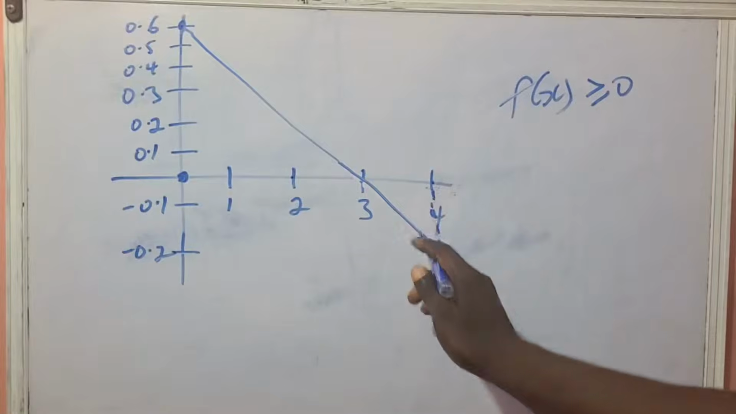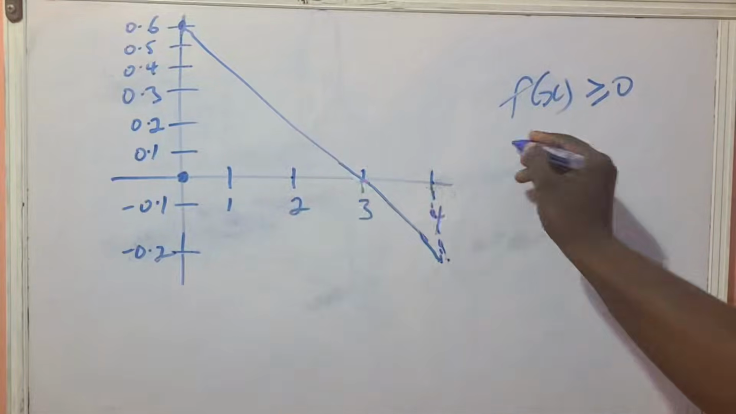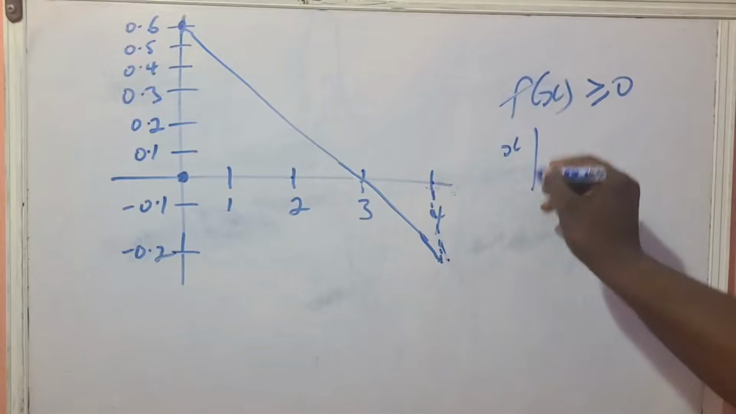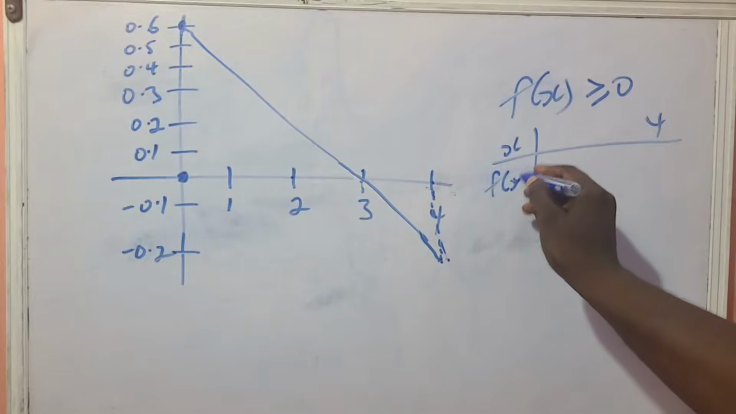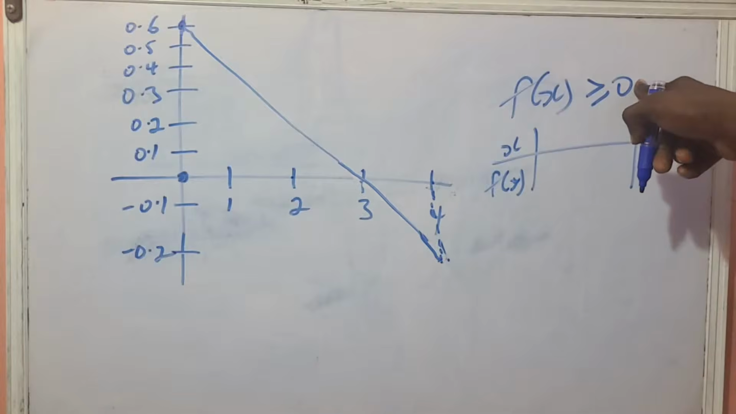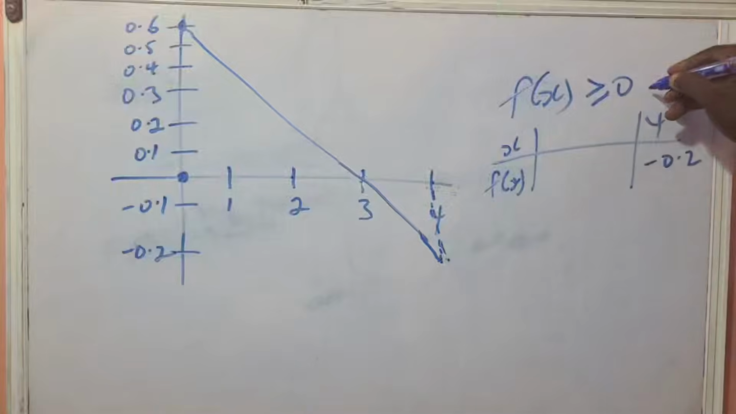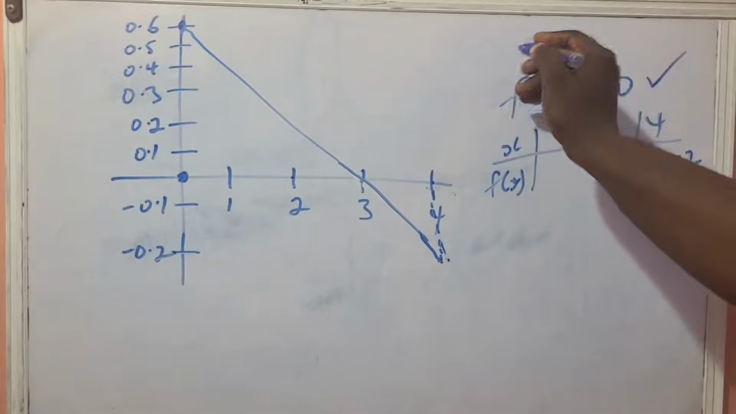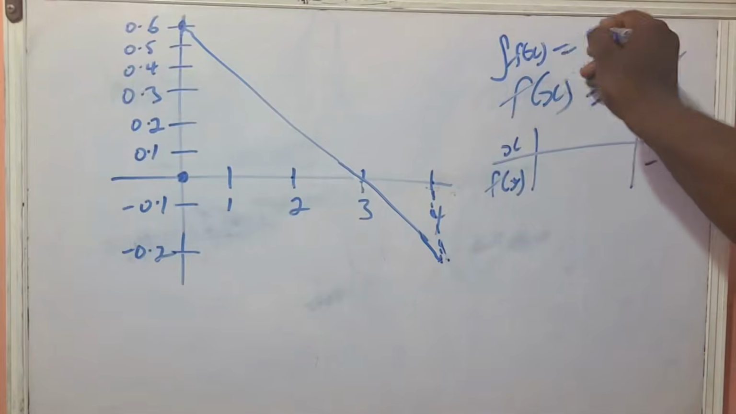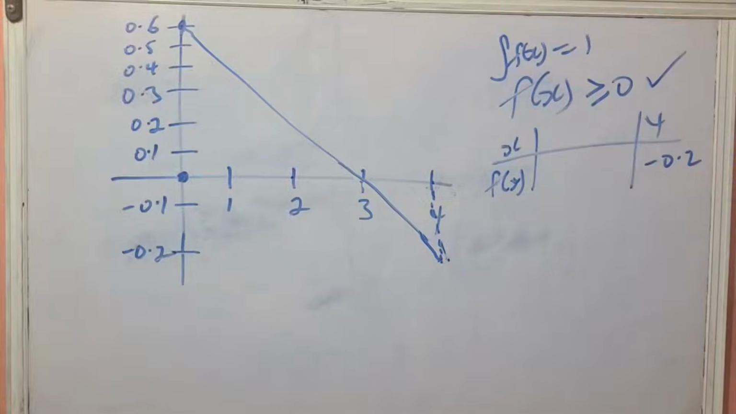In all these cases, they were all greater here. But in this one, when x was 4, your PDF was minus 0.2. This is not permitted. It has negated the first rule, which must be fulfilled. We don't need to examine any other thing. Of course, if this rule is fulfilled, you must also still go on to examine the integral of f of x being equal to 1, or the area under the curve being equal to 1. So these two rules must be fulfilled before you call something a PDF. So that's good. I'm sure that's well understood.